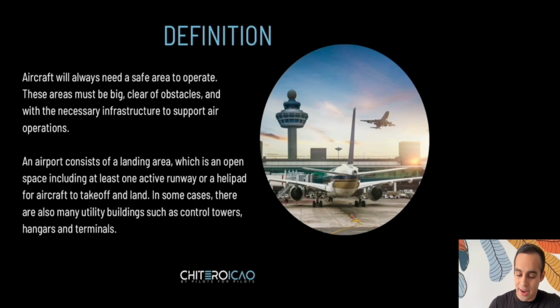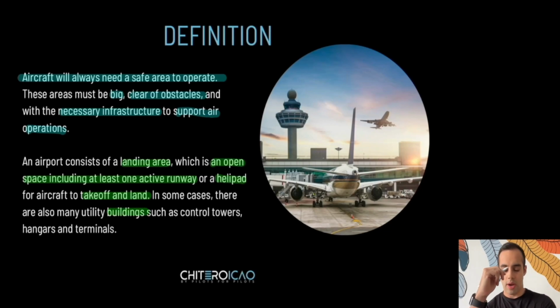So let's say that aircraft will always need a safe area to operate, and these areas must be big, clear of obstacles, and with the necessary infrastructure to support air operations. An airport consists of a landing area, which is an open space including at least one active runway or a helipad, for aircraft to take off and land. I'm gonna mention this in a while. There are also many utility buildings such as control towers, hangars, and terminals.